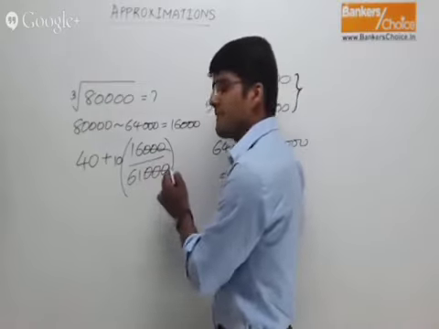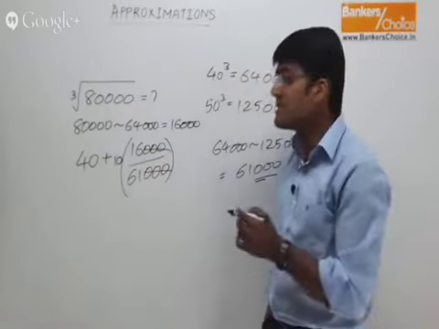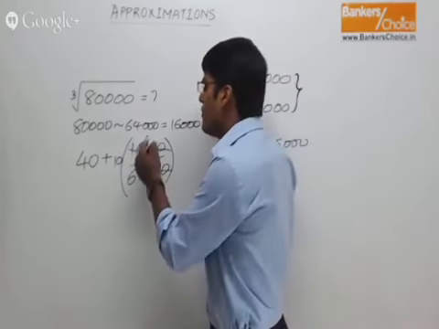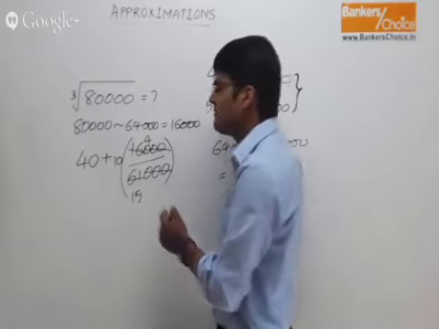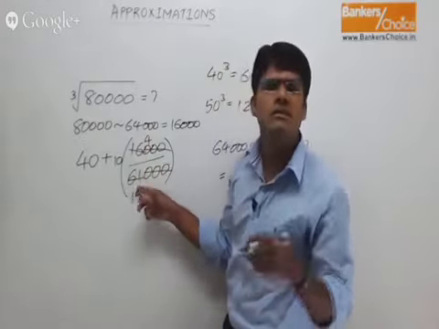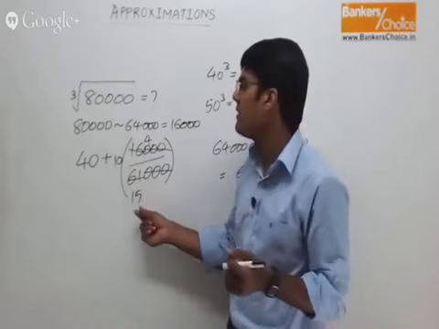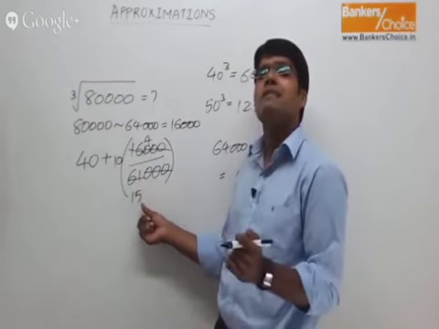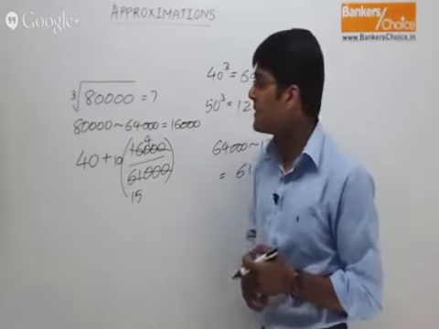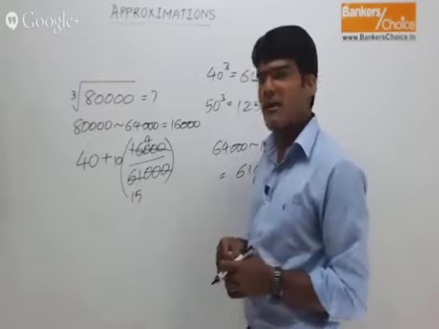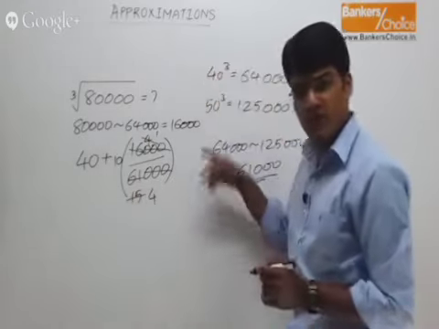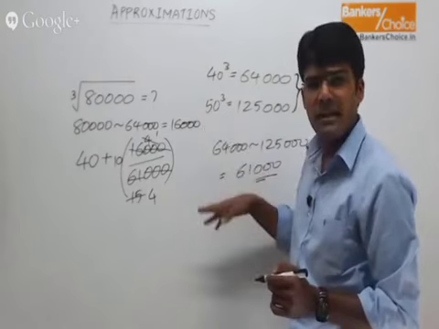Zeros anyway get cancelled here. 16 by 61. Can I say this is 4 into 4 and 4 into 15? 4 into 4 is 16. 4 into 15 is 60, approximately 61. Or if you want to go for a precise one, you can say 15.25. 4 into 15.25 is 61. So 4 by 15, can you take it as 1 by 4 approximately? Yes, 4 by 15 is approximately 1 by 4.